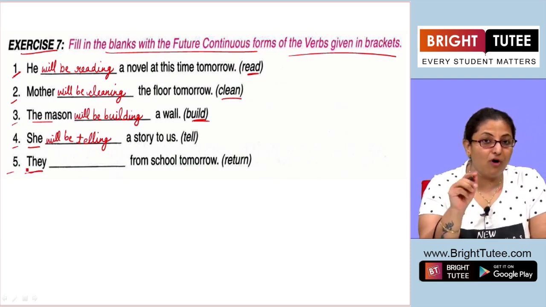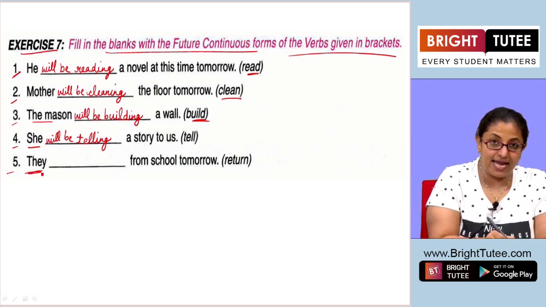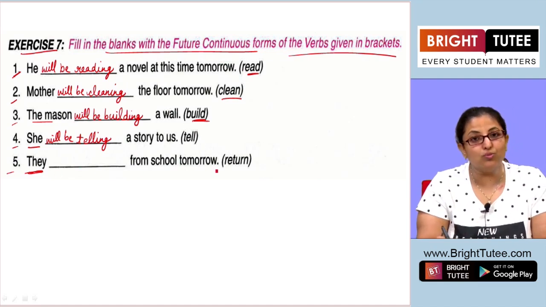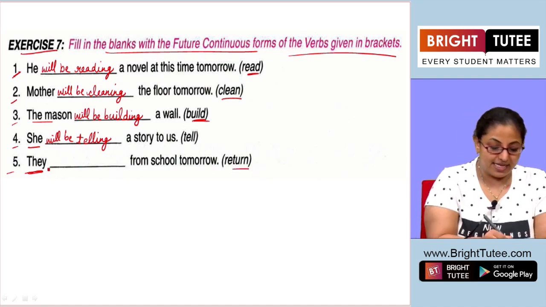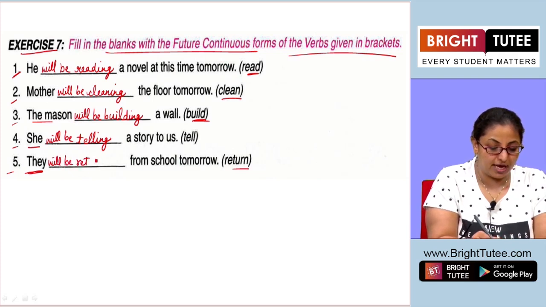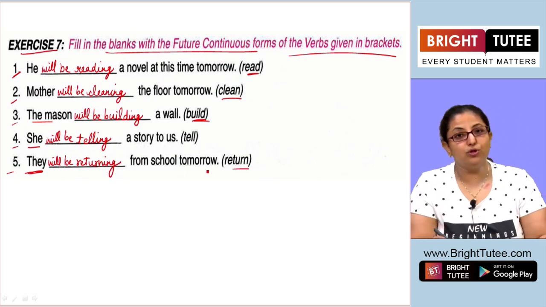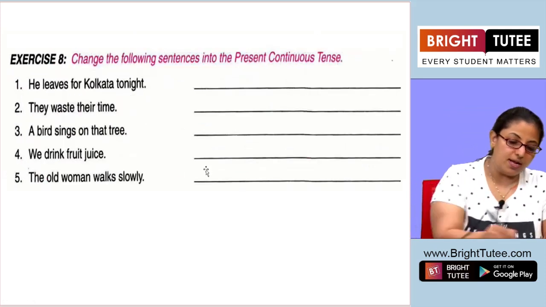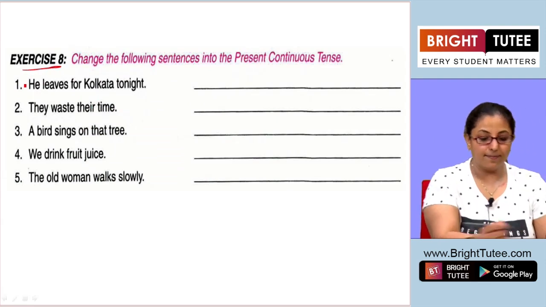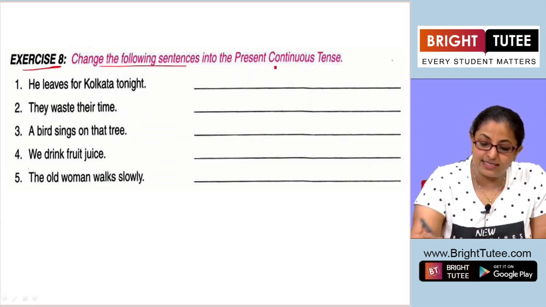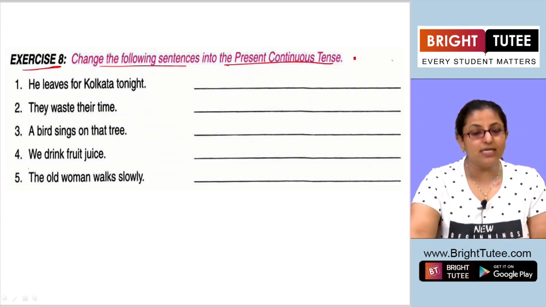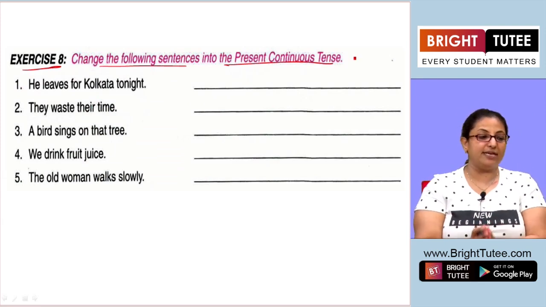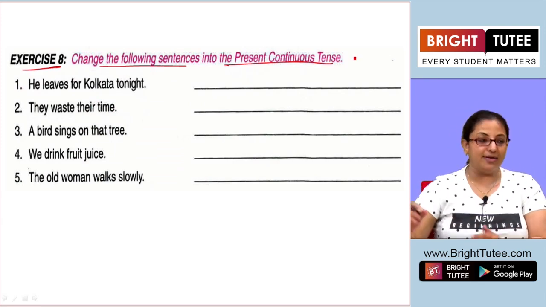They, plural form, third person. They dash from school tomorrow. Return. They will be returning from school tomorrow. Now, exercise number 8. Change the following sentences into present continuous tense. Now we have to change the sentences into present continuous tense.